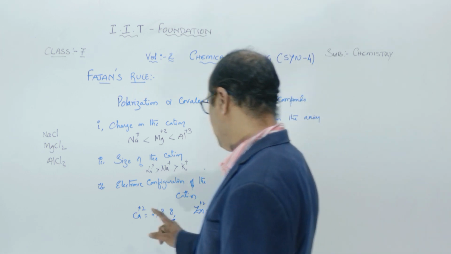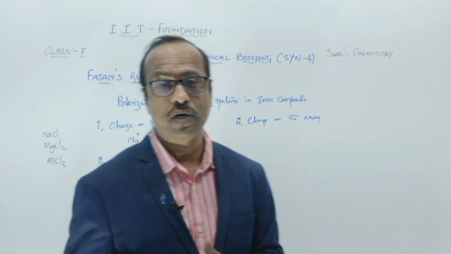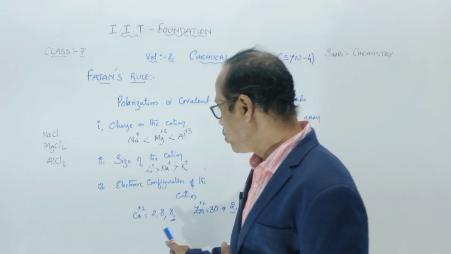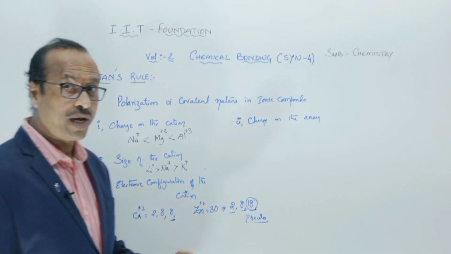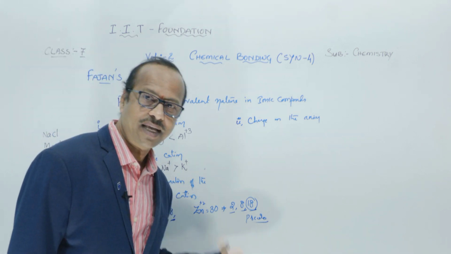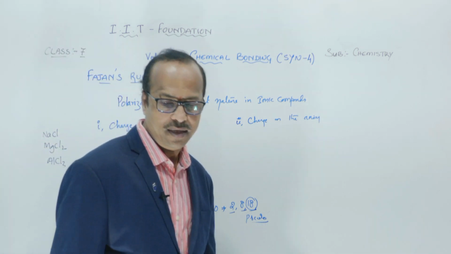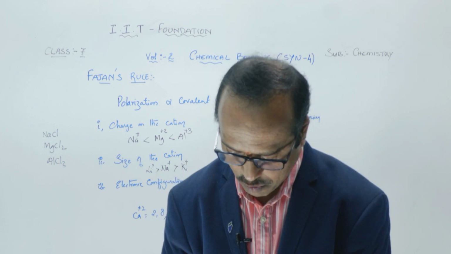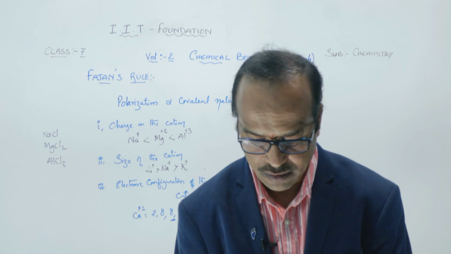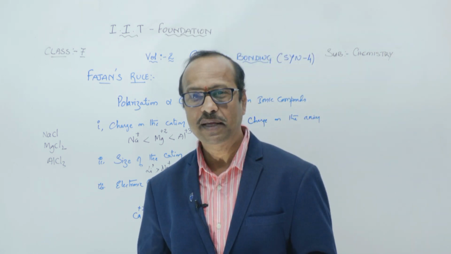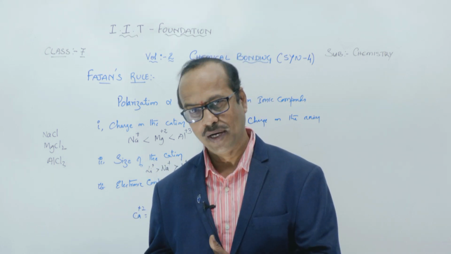Now, for example, if you take the calcium and the zinc, which has more covalent nature? Zinc has more covalent nature than the calcium. Okay, so that is about the polarization, right? So these are the main important factors which can explain the covalent nature in ionic compounds or ionic nature in the covalent compounds.